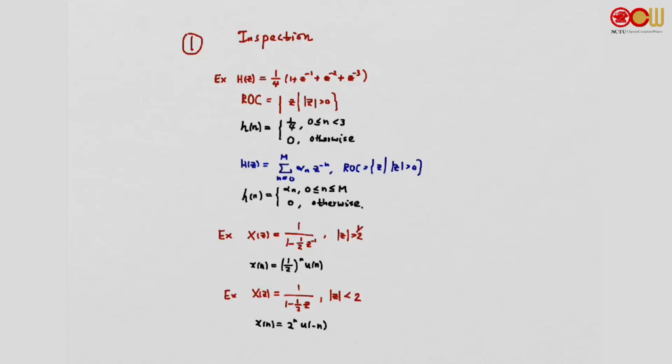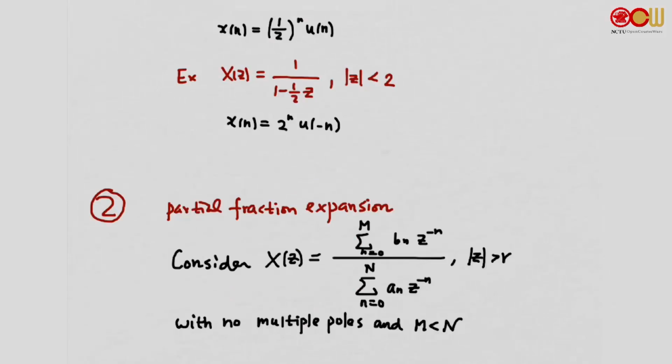Now let's use partial fraction expansion for a more general rational Z-transform. For a more general Z-transform like this one, it has a denominator that is a polynomial in z inverse and a numerator that is also a polynomial in z inverse, and there are no multiple poles, and the order M here is smaller than N here, then we can use partial fraction expansion.